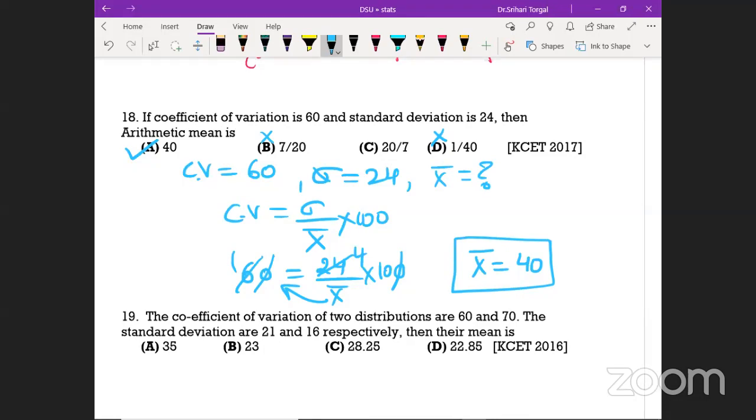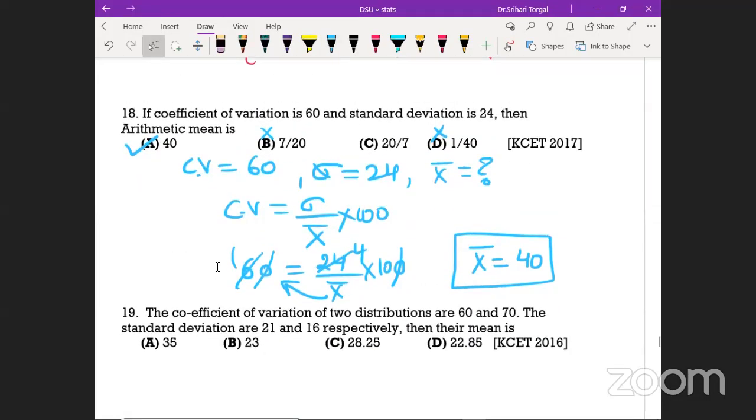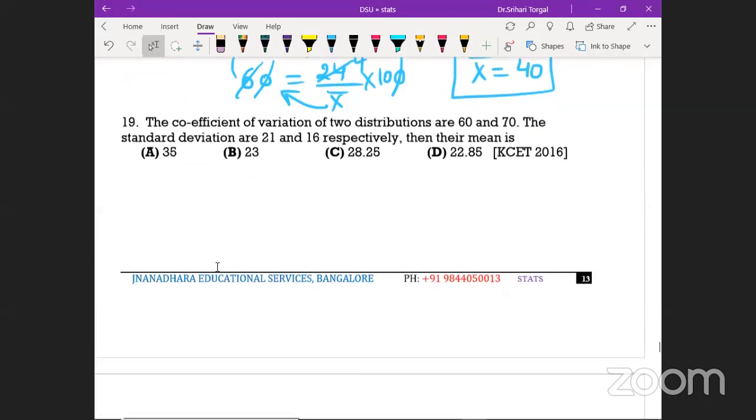You can do the next problem. 2017 and 2016, both the problems are from coefficient of variation. This year also you can expect the same kind of problem from coefficient of variation and standard deviation. Yeah, answer this.